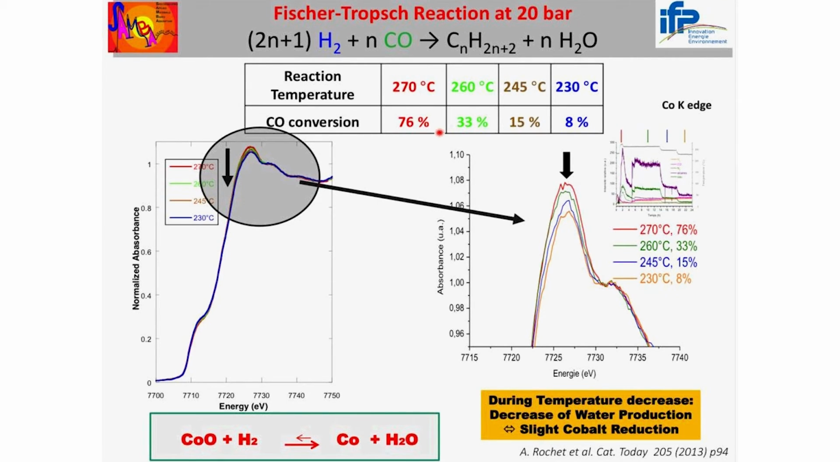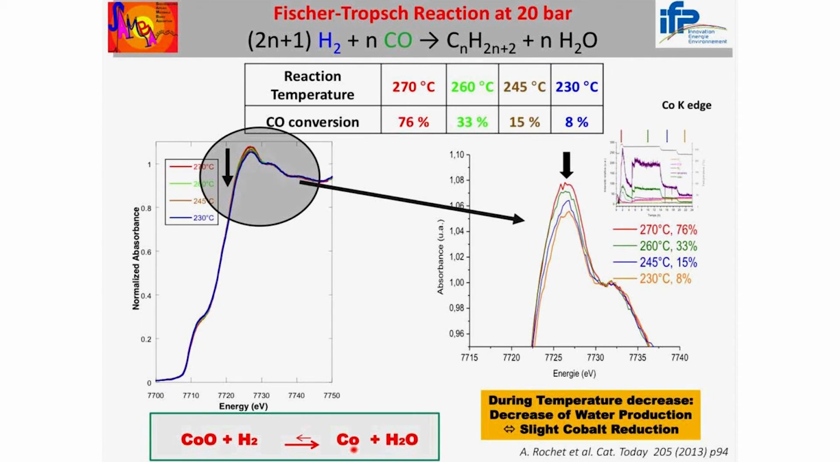And again, this can be well understood considering the carbon monoxide conversion, because we decrease the activity of the catalyst. That means that we decrease the formation of water, and in this case, the remaining cobalt oxide species can be slightly reduced into active cobalt species.